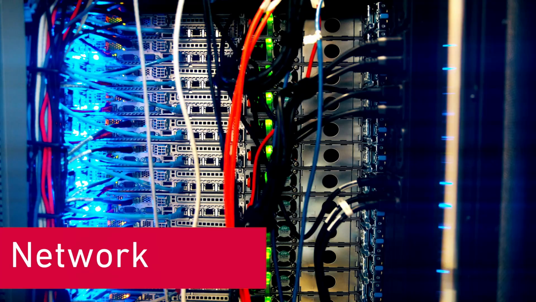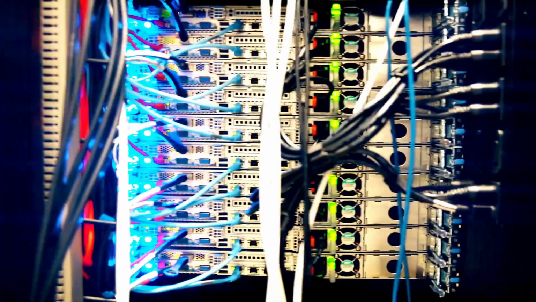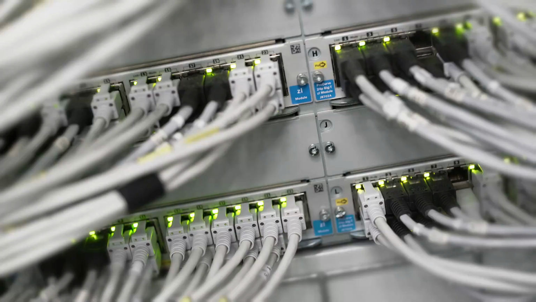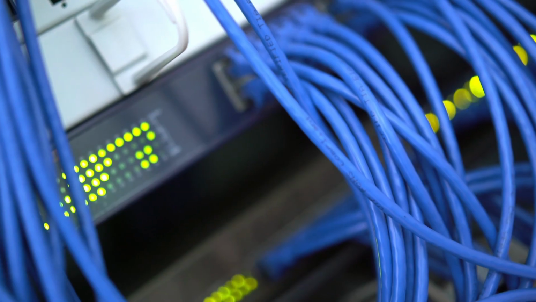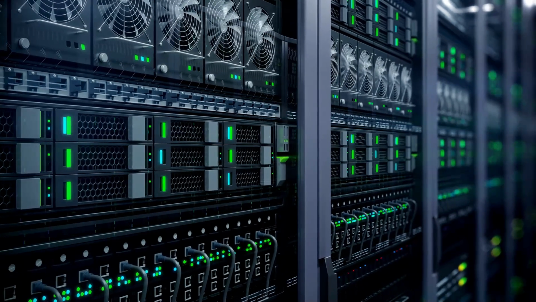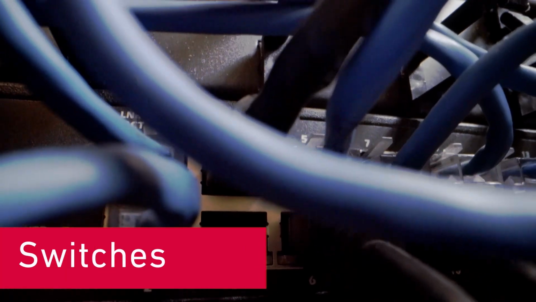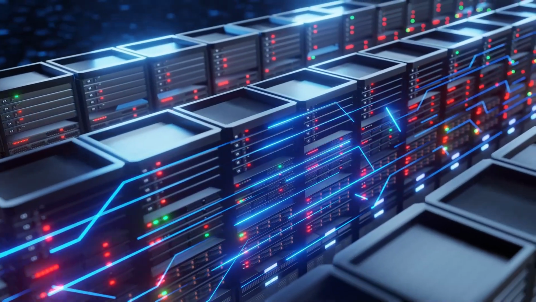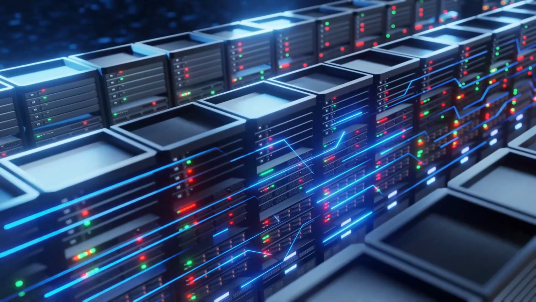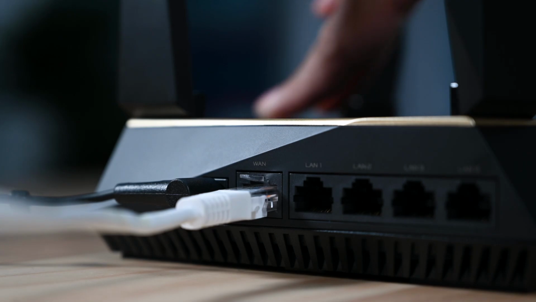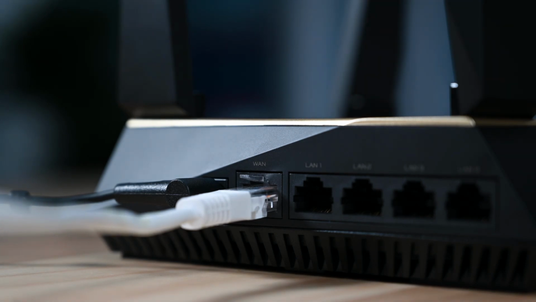Now comes the network, the communication system of the data center. This is what connects everything and makes the magic happen. Think of it like a highway system. Without it, your data would just sit there, doing absolutely nothing. Inside a data center, the network includes switches. These connect servers inside the data center, allowing them to talk to each other instantly. Routers. These connect the data center to the outside world, like your phone, laptop, or the internet.